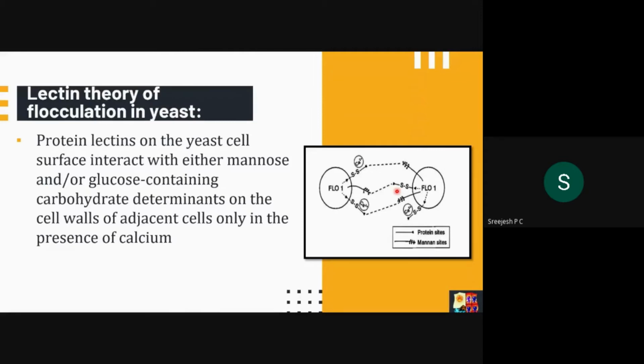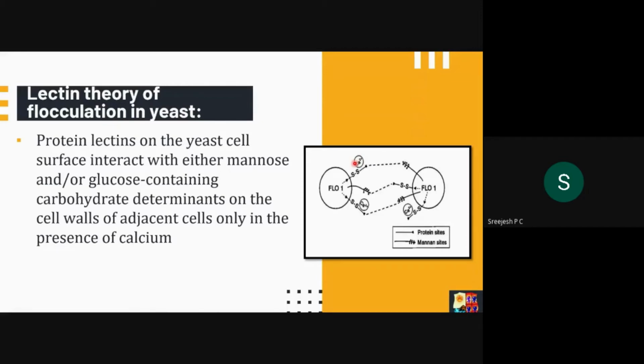And they also say that this kind of lectin aggregation requires the presence of Ca2+ ions. So calcium is very much essential. They are also telling that this is a reversible process. By removing the Ca2+, we can break this kind of aggregation.